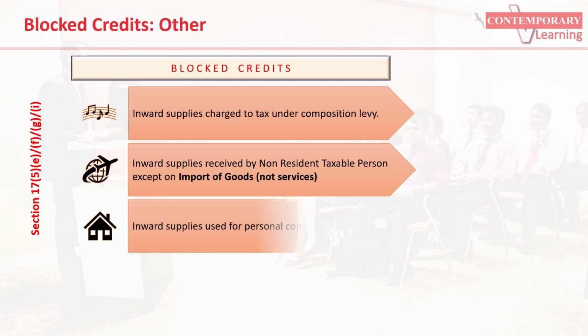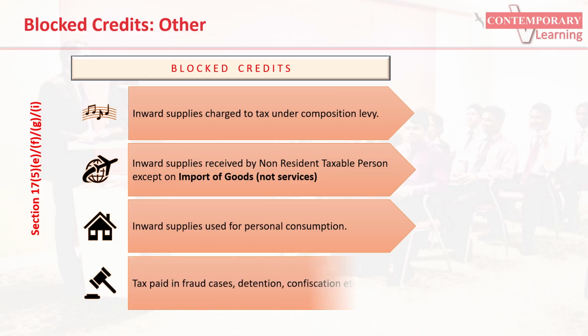Services imported by NRTPs don't qualify for ITC. Obviously, inward supplies used for personal consumption don't qualify for ITC. Finally, tax paid in cases involving fraud, detention, or confiscation cannot be claimed as ITC. This provision ensures that the tax credit mechanism isn't misused in cases of non-compliance.